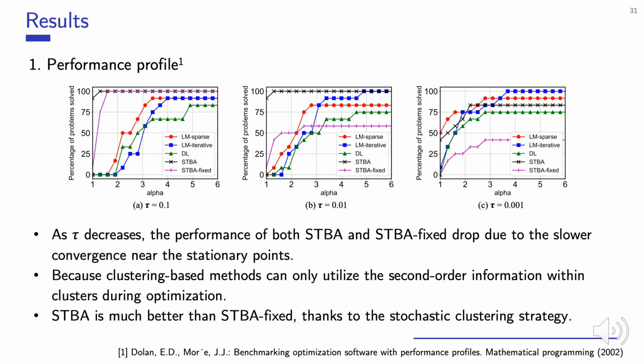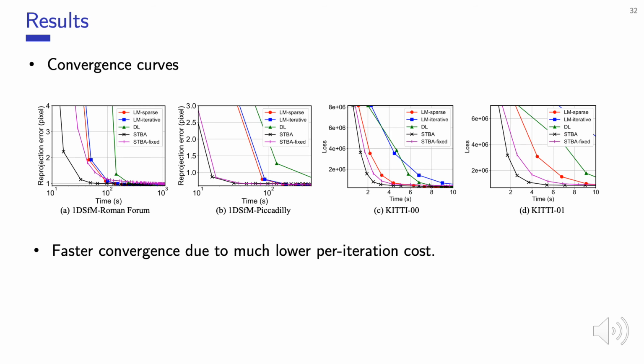Both STBA and STBA fixed see a performance drop when tau decreases, because they have slower convergence near the stationary points. The reason is that clustering-based methods only utilize the second-order information within clusters during optimization, compared with LM or dogleg that use the full second-order information. However, STBA still performs much better than STBA fixed, thanks to the stochastic clustering strategy. The faster convergence of STBA is attributed to the lower per-iteration cost.